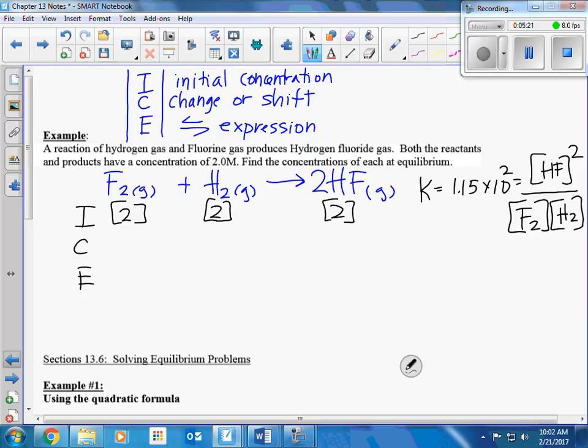So can I go ahead and calculate Q really quickly by putting in my values? So let's do that. So Q is equal to 2 squared over concentration of fluorine, concentration of hydrogen. So this equals 1.